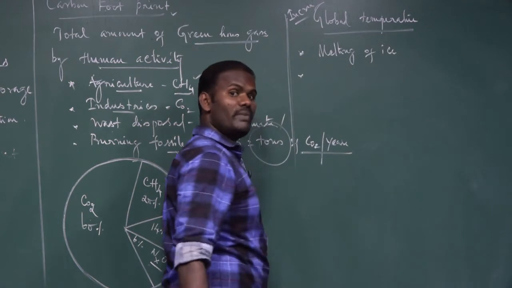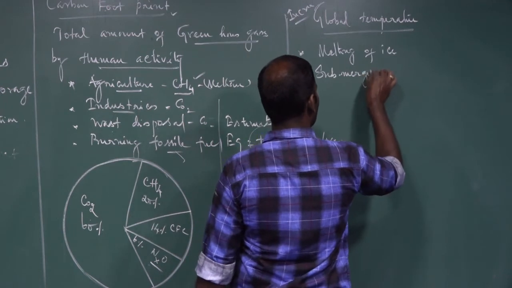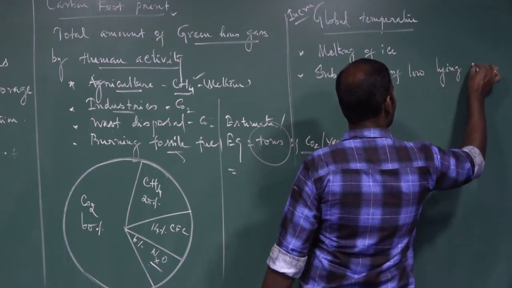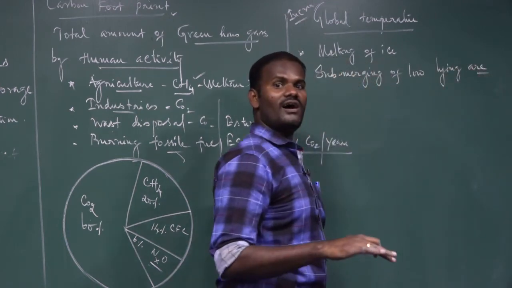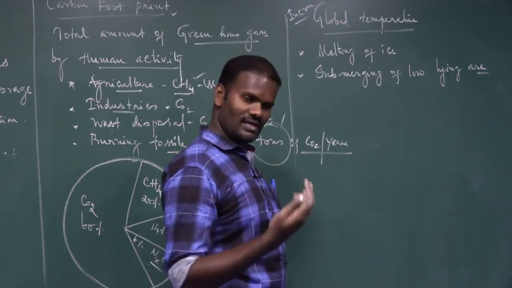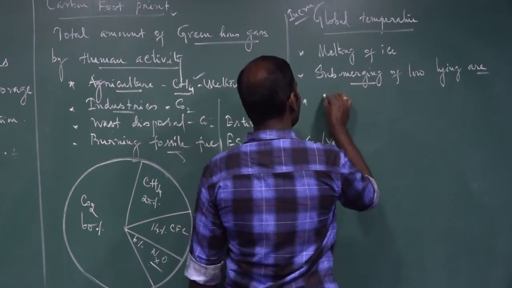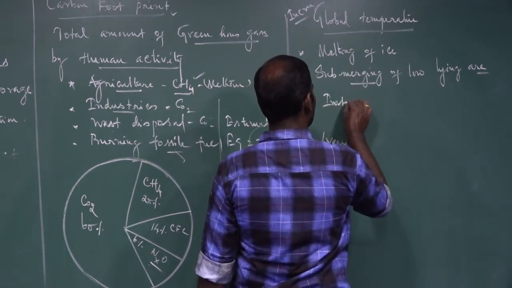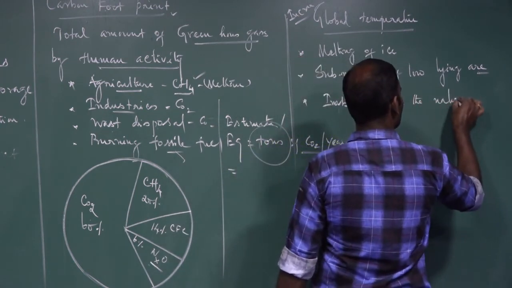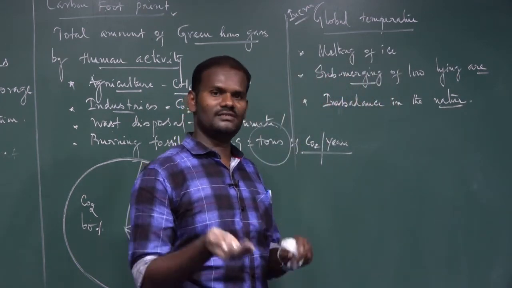And also submerging of low-lying areas. I mean தாழ்வான பகுதிகள் எல்லாமே கடல்ல மூழ்கிரும். Increase in the sea level, and also as a result, earthquake and tsunami formation. Submerging of low-lying areas and imbalance in nature, or imbalance in the atmosphere or environment. Upset the balance of nature.